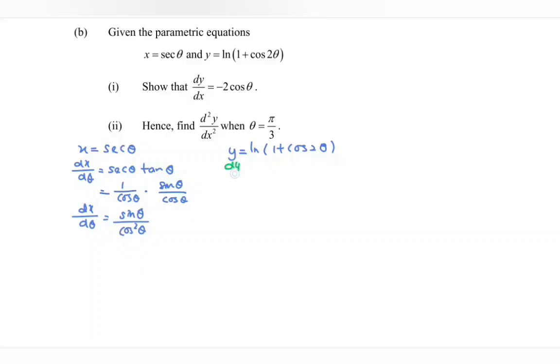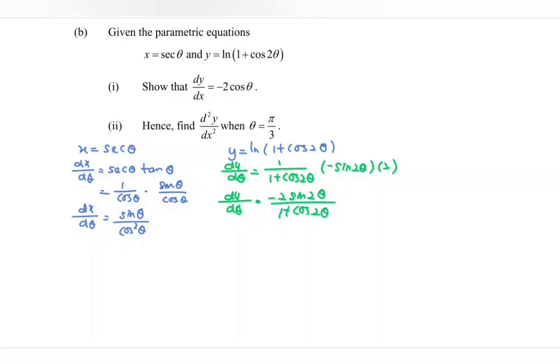Continue. We have dy/dθ equals 1 over 1 plus θ cos 2θ. If we differentiate cos 2θ, then we will have negative sine 2θ and then 2. So dy/dθ is negative 2 sine 2θ over 1 plus θ cos 2θ. So next we have dy/dx, where we have negative 2 sine 2θ over 1 plus θ cos 2θ.